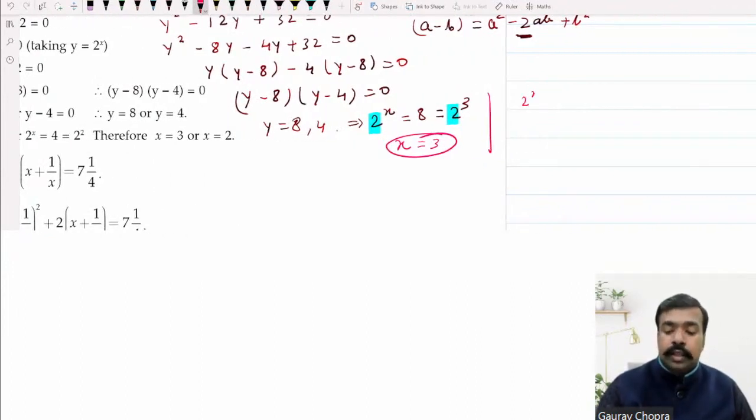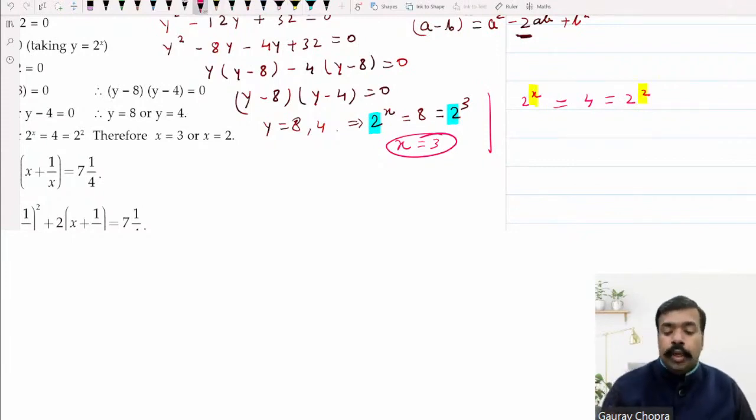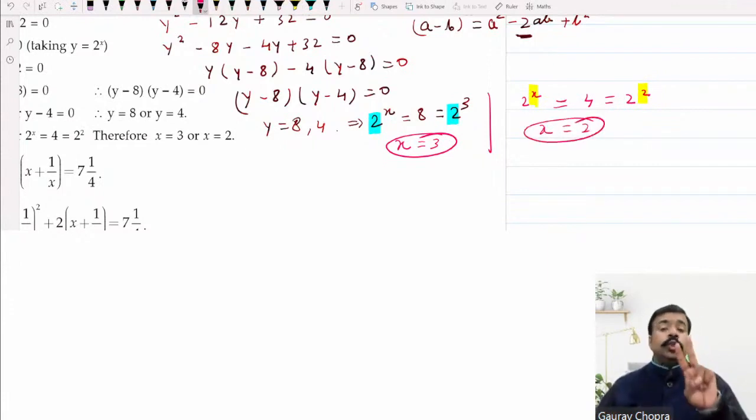Also, we can say that 2 to the power of x is equal to 4. So 4 can be written as 2 square. So we can compare again. Base is the same, so the powers will be equal. So hence the other value of x will be 2. So there are two values of x. One is 2 and the second one is 3. All right. So two values for x, 2 and 3.